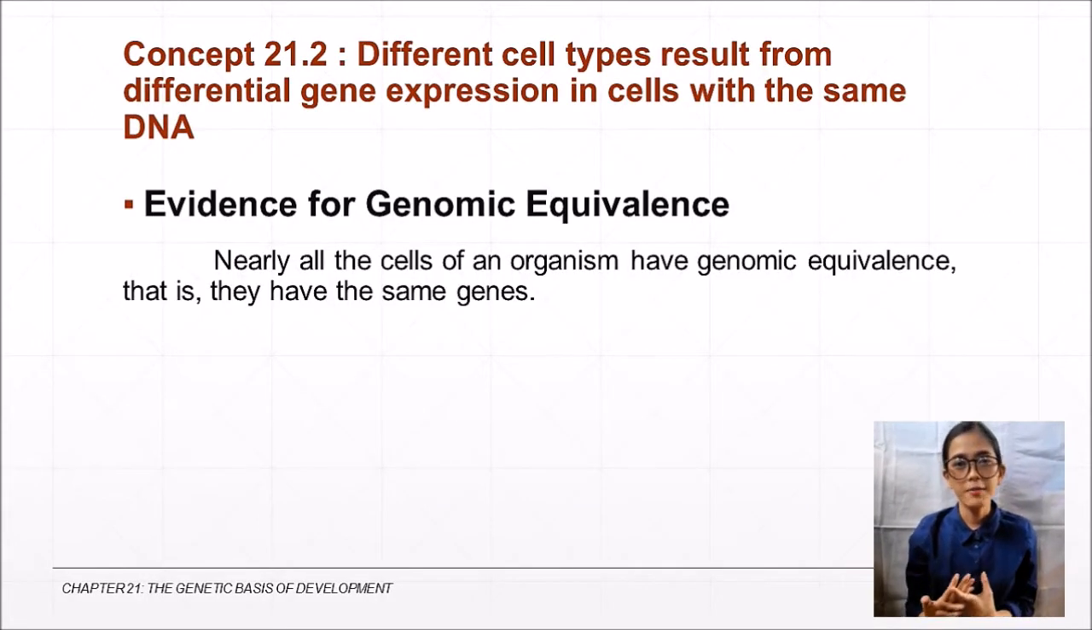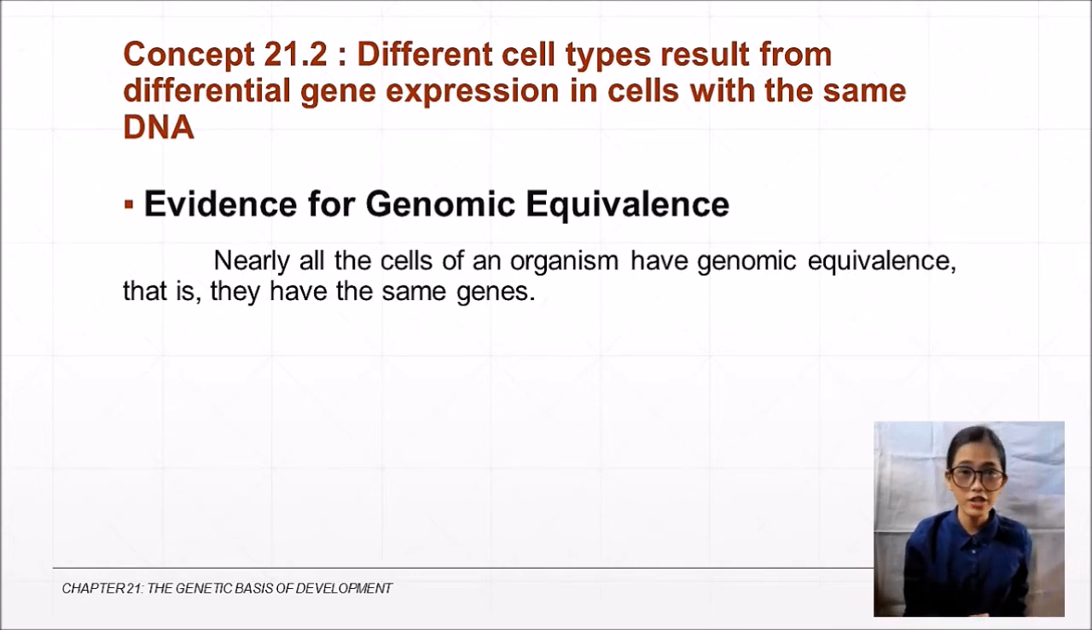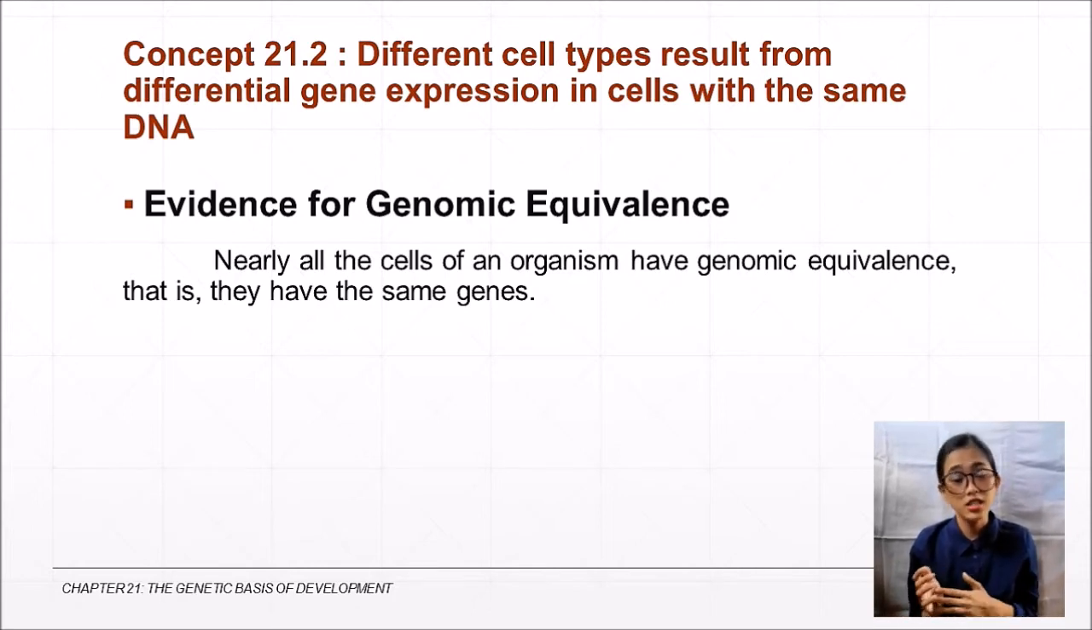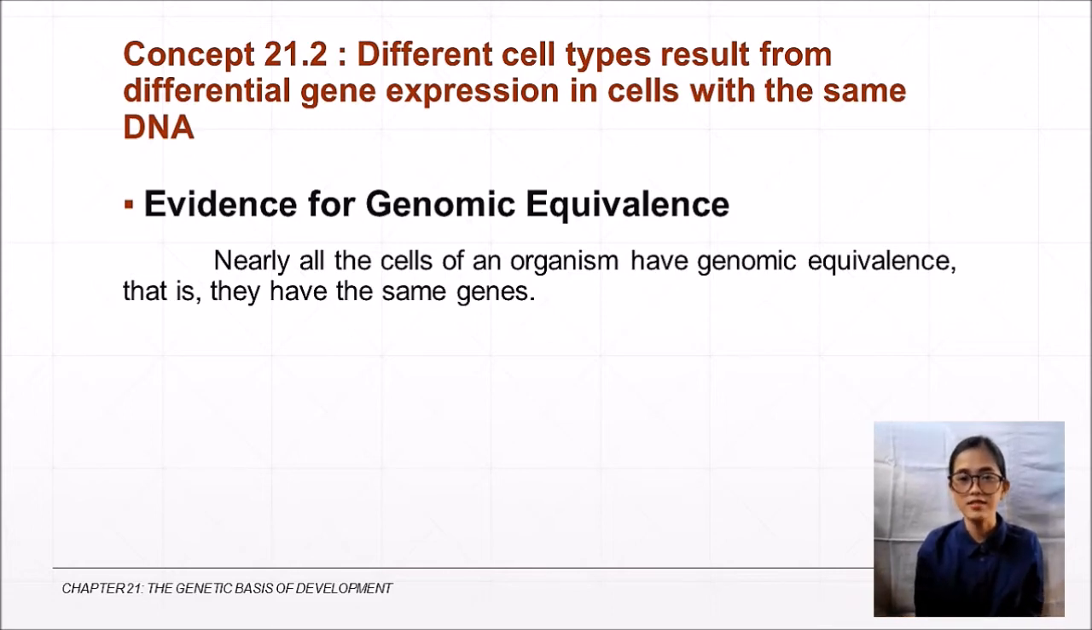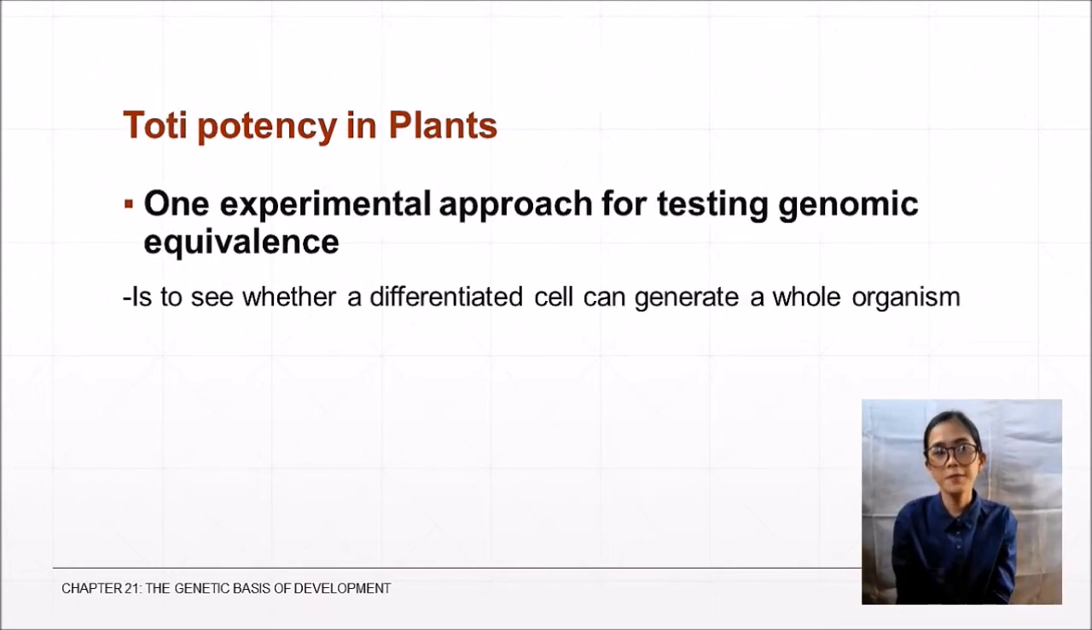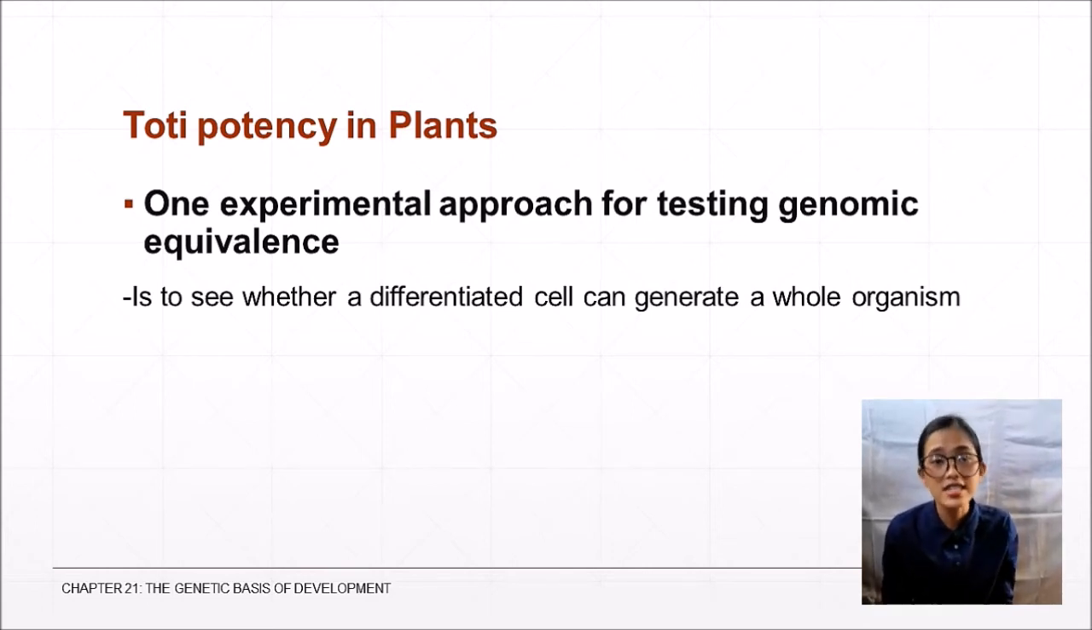I am here to talk about how different cell types result from differential gene expression in cells with the same DNA. Differences between cells in a multicellular organism come almost entirely from differences in gene expression, not from differences in the cells' genomes. Genomic equivalence means all the cells of an organism have the same genes. One experimental approach for testing genomic equivalence is to see whether a differentiated cell can regenerate a whole organism.